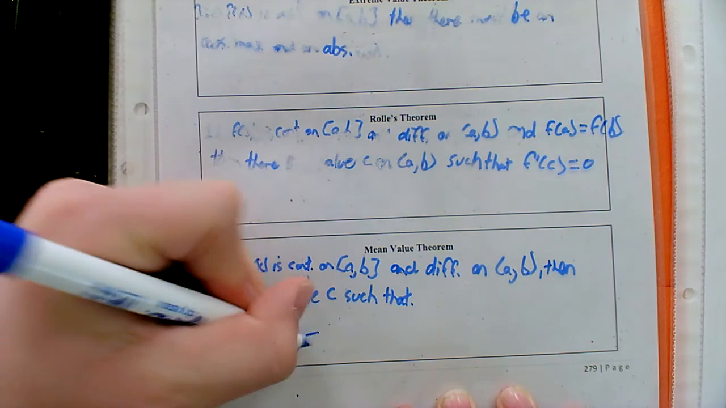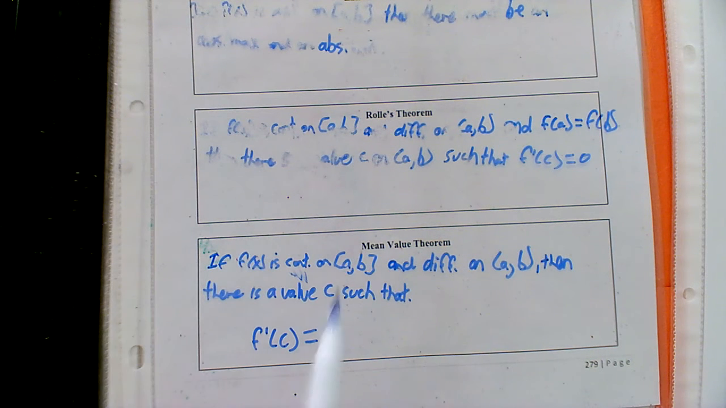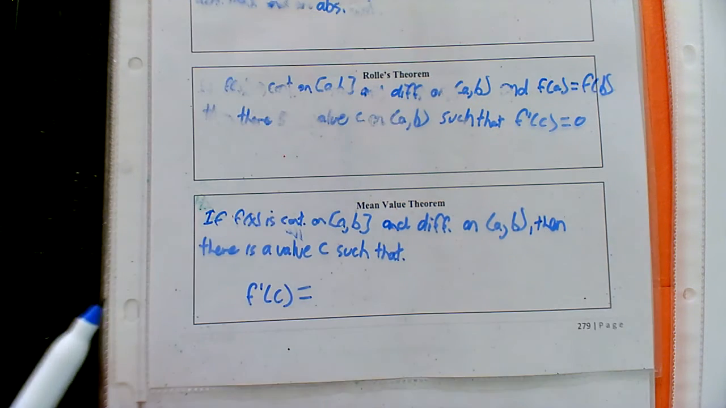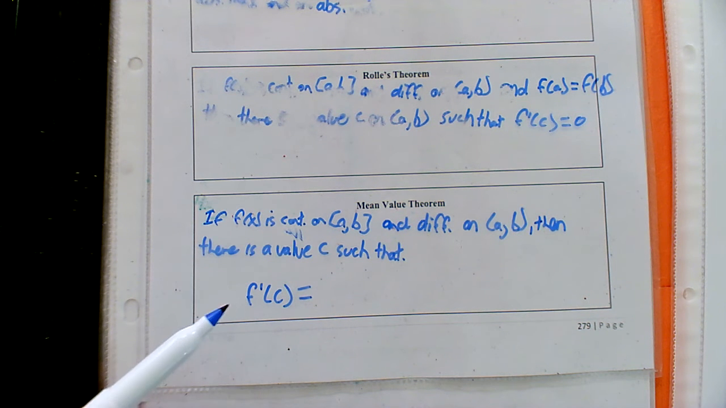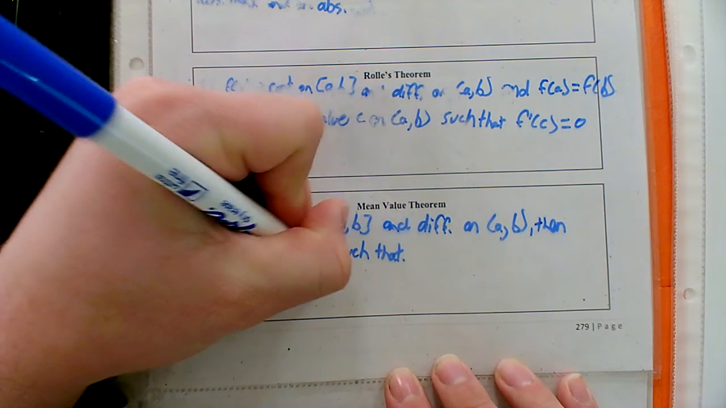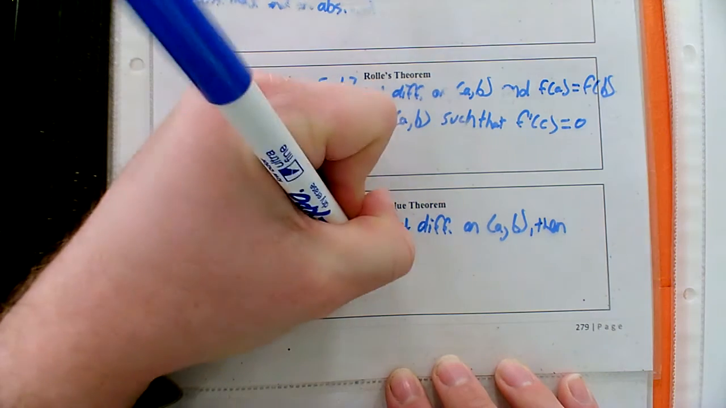f prime of c equals, so remember what this one, mean value theorem. Think about what we just wrote. Think about what that means. Try to think all the way back to Friday, those problems we talked about. That is saying the derivative is equal to what? The derivative at that point c is equal to what? And do you remember what that actually was finding?